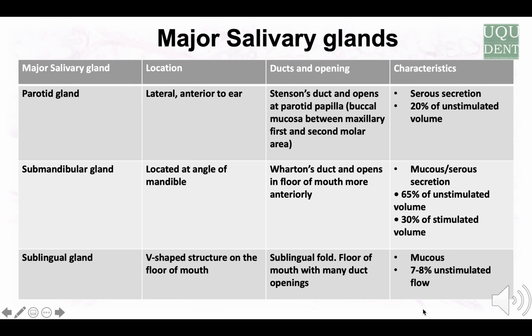floor of the mouth. The duct of the parotid gland, it called Stenson's duct, and it open at the parotid papilla. The location of the parotid papilla, it's in the buccal mucosa between the maxillary first and second molar. Sometimes you can see the opening of Stenson's duct in the patients.